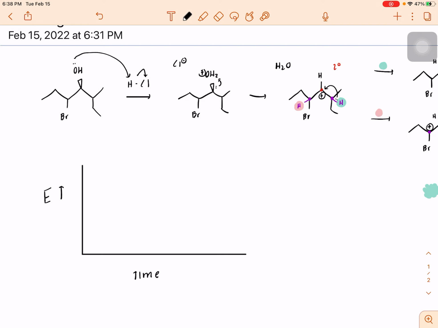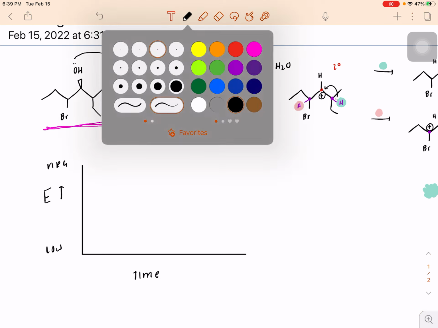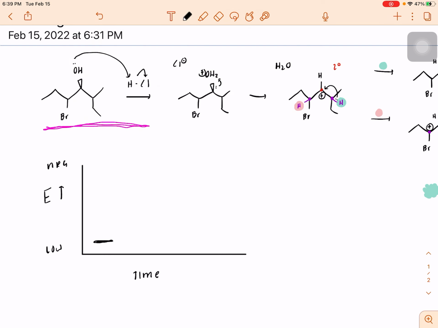So on the y-axis we're going to have energy. Down here we're going to have low energy, and up here we're going to have high energy, because the y-axis goes up. This chunk is the first step of our reaction, but our starting molecule right here is pretty stable, so it's got a low energy, pretty happy by itself. And then I'm going to put COH, representing that is our first molecule.